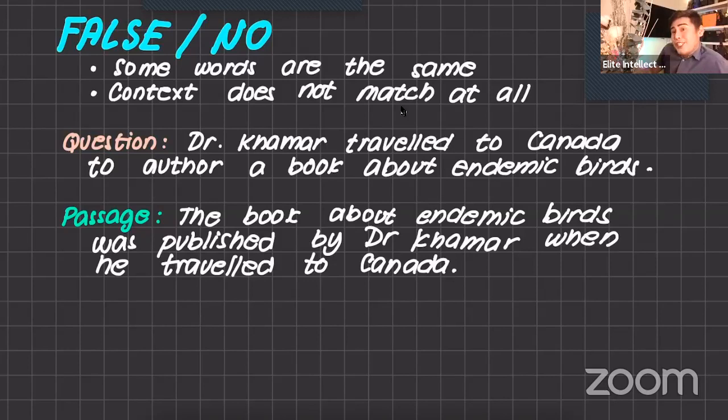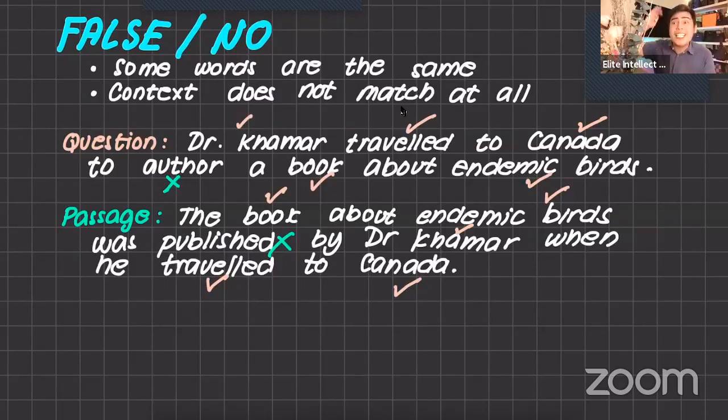If you're going to be looking carefully at the words right there, let's match them. So we have Dr. Kumar, Dr. Kumar, okay? What else? Traveled, Canada. What else? Book, endemic birds. But look at this one, guys. Author and published, they're different. They're totally different. And if you have limited range of vocabulary, it is unlikely for you to get this one, right? Authored and published are quite the same.